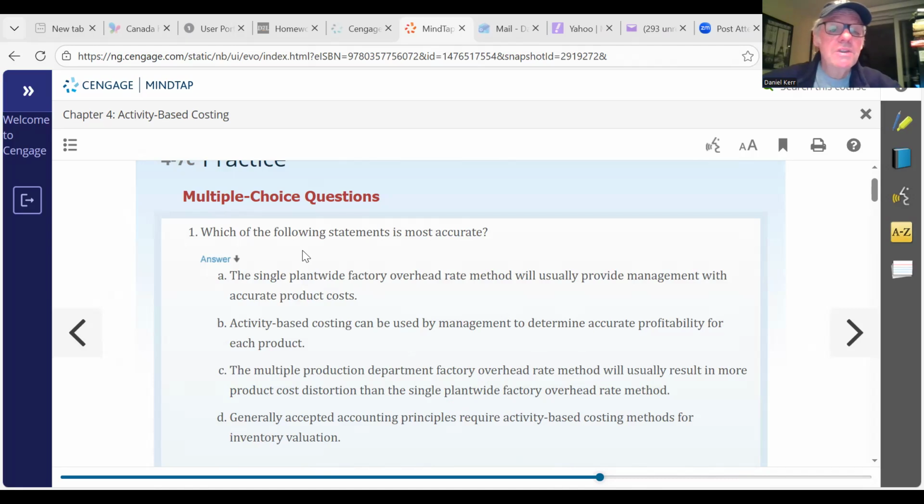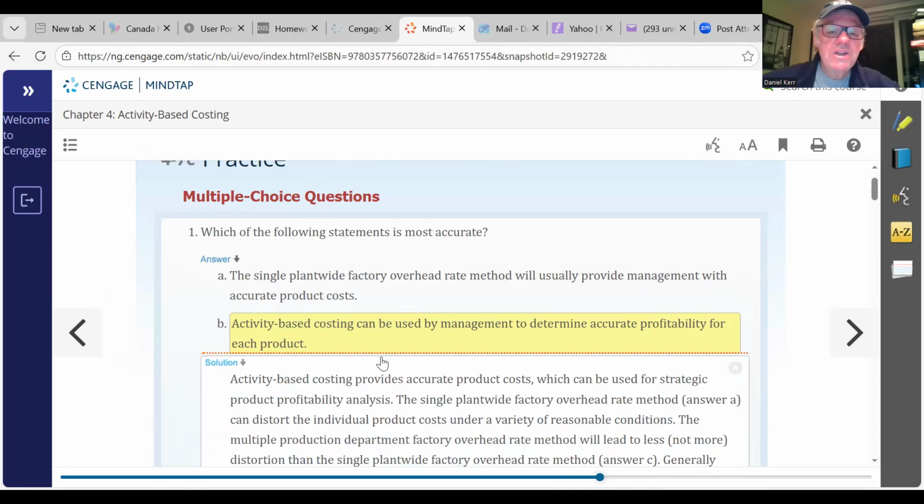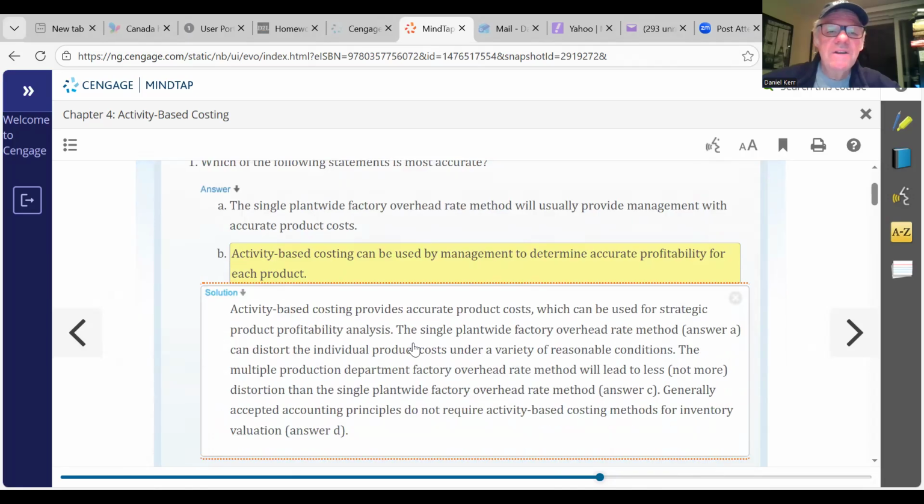So the best of all those statements, I would say, is B, and that is indeed true. And if you want a further explanation for that, you click on here. Activity-based costing provides accurate product costs, which can be used for profitability analysis. So the answer there is B. Next one.